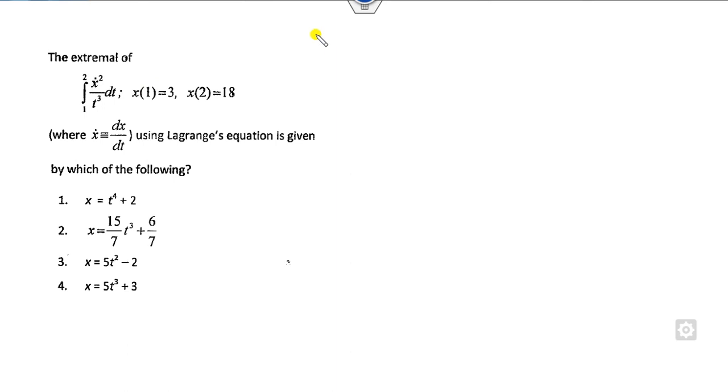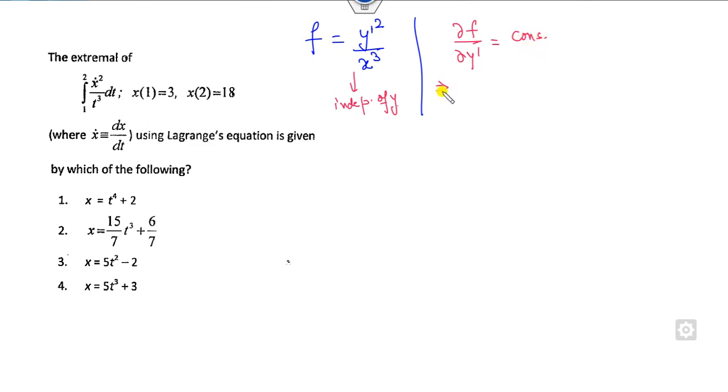Okay, we can write this function in simple form: x dot as y dash, and x as x. Then we can start with the extremal partial. Now this is independent of y, so my extremal will be constant. Fine, so we can substitute here.